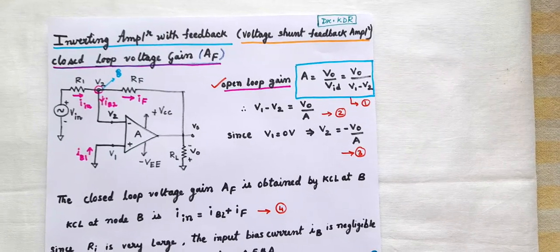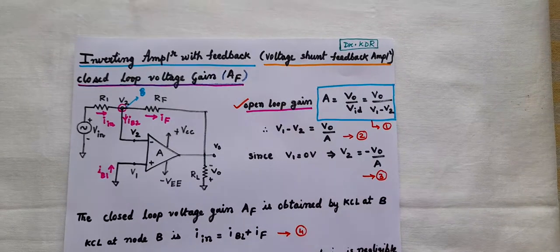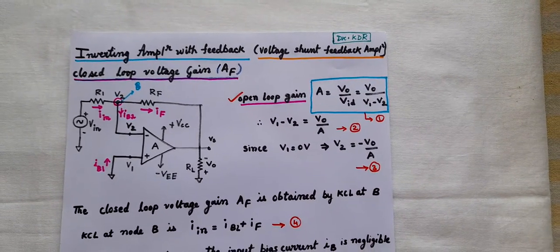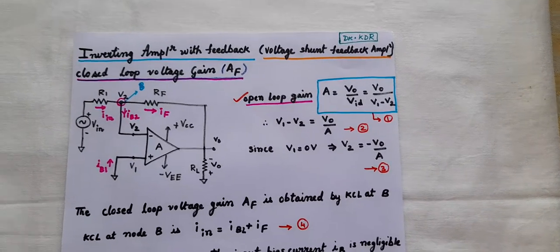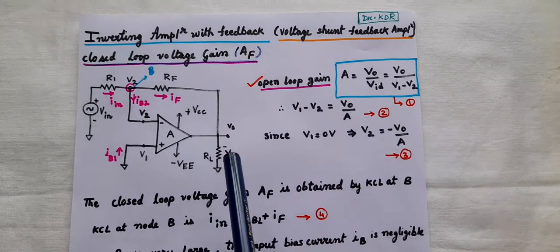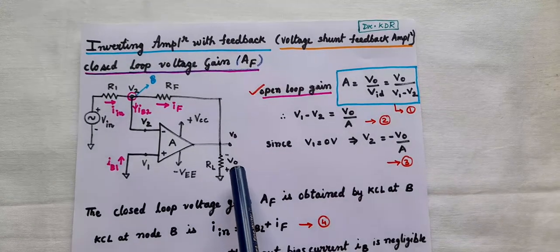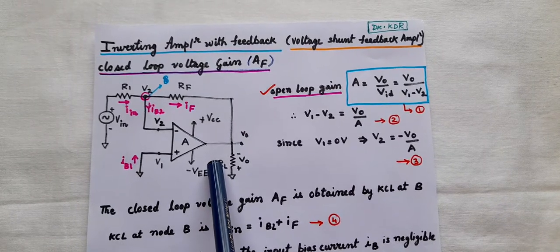What is the other name of inverting amplifier with feedback? It is the voltage shunt feedback amplifier. So coming to the circuit diagram, why is this circuit known as an inverting amplifier?